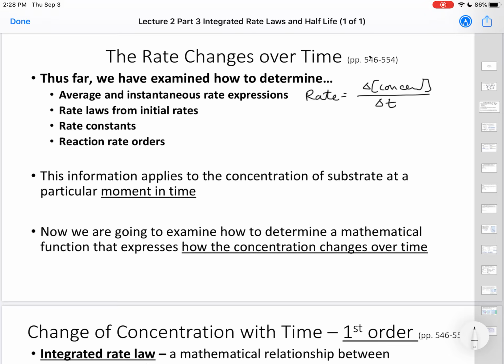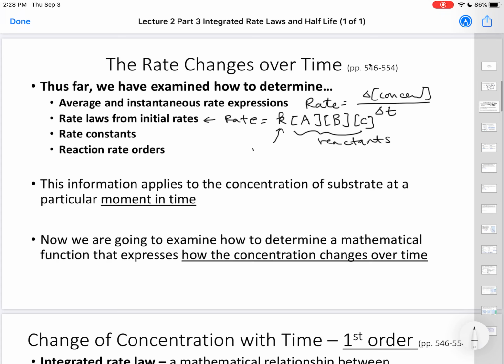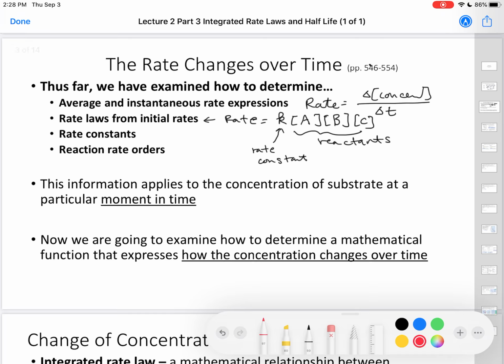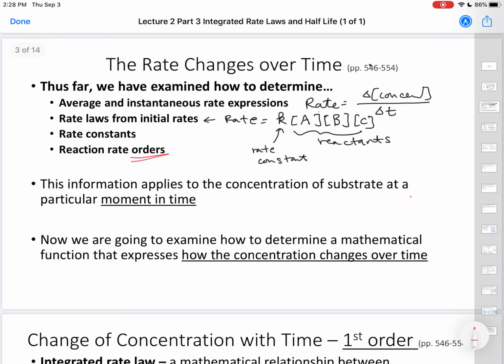And so from those, we have some rate laws, right? And we said the rate laws are rate equals k, some rate constant, times the reagent A, reagent B, so on and so forth. And remember, these must all be reactants. We talked about a rate constant and how to calculate the rate constant k. And we said that for these kinds of rate laws, we have these rate orders, right? The rate orders are going to be m, n, and p, and we learned how to solve for these in the last couple of videos.